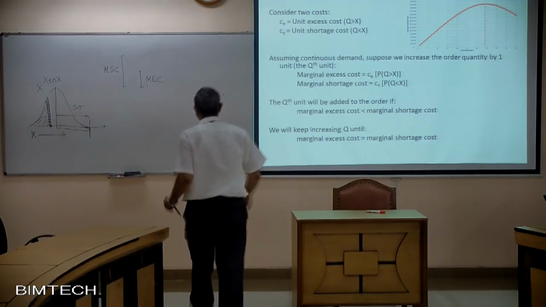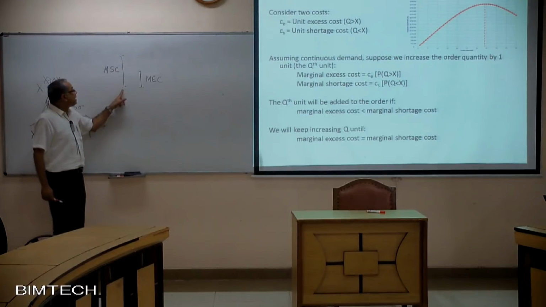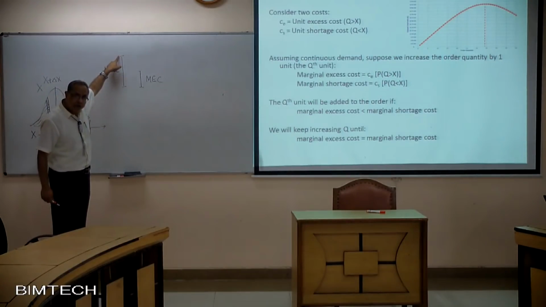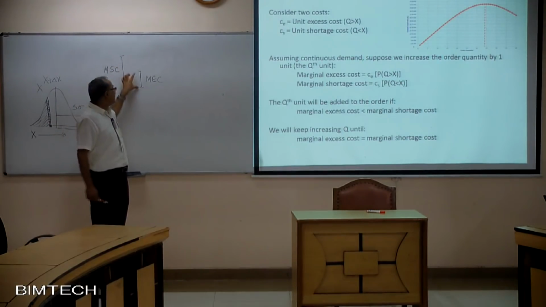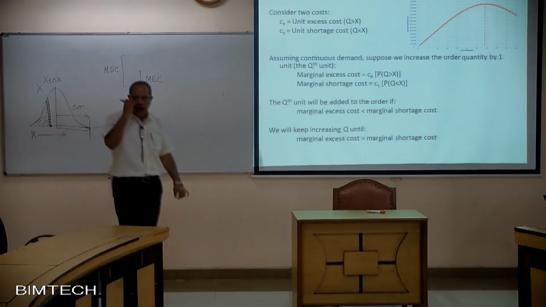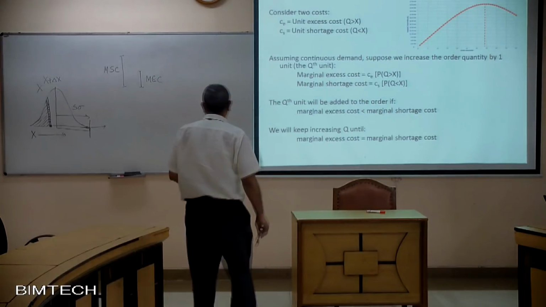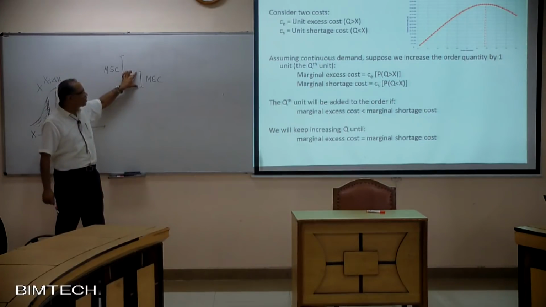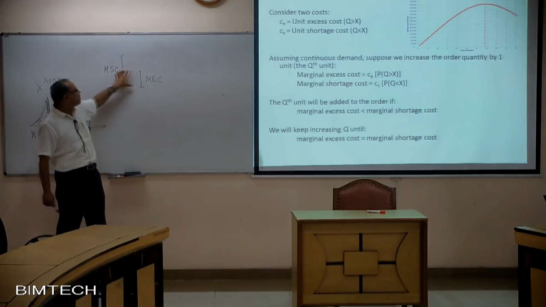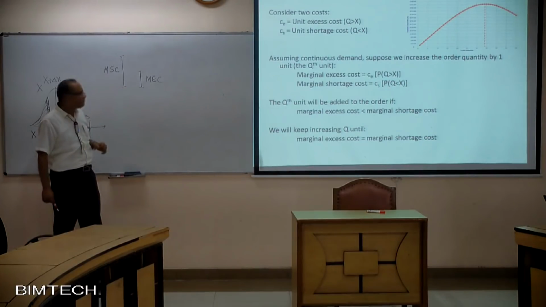What would you prefer? Would you prefer to go short and incur a much higher cost of the shortage, or would you prefer to go excess and incur a much smaller expected cost? The answer is very obvious in this case, that we will prefer to go excess and incur a much smaller expected cost than go short and incur a much higher expected cost of shortage. Okay?